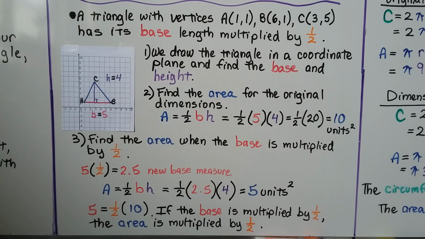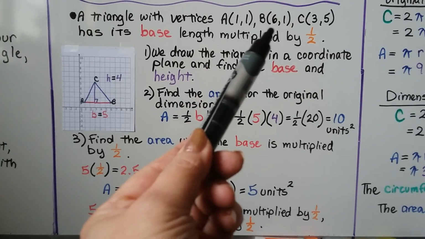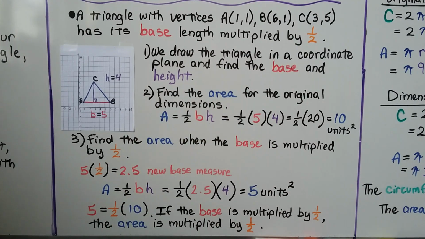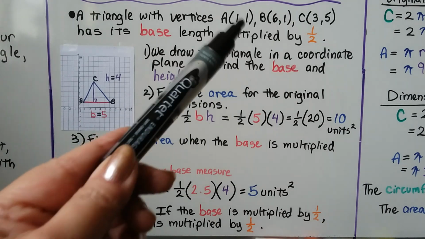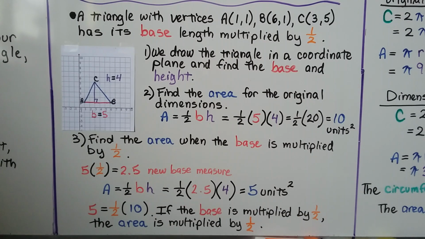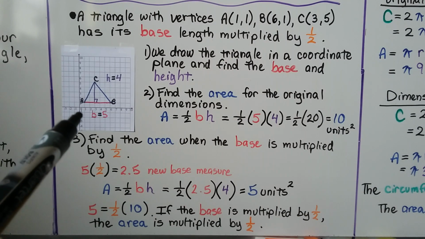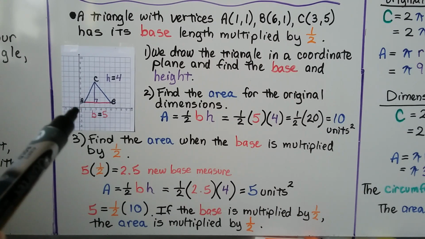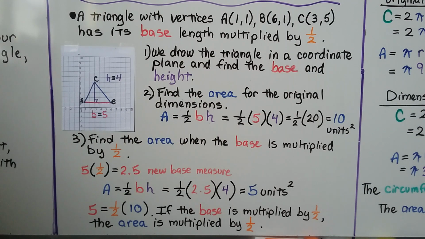A triangle with vertices ABC, A is (1, 1), B is (6, 1), and C is (3, 5), has its base length multiplied by half. So the first thing we do is draw this triangle from these ordered pairs, and we connect the vertices. We find the base and the height. It's 5 units across, it's 4 units up.